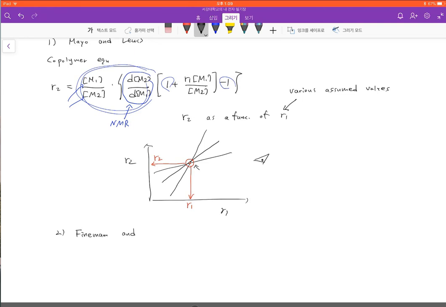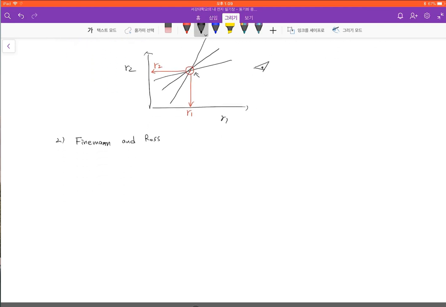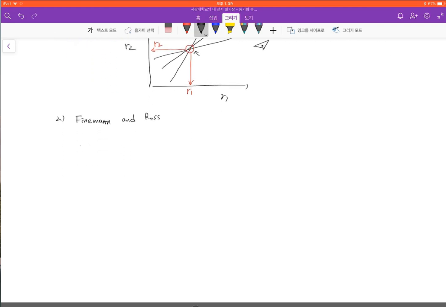This is one method. The other method is also pretty much the same. The second method is called the Fineman and Ross method.